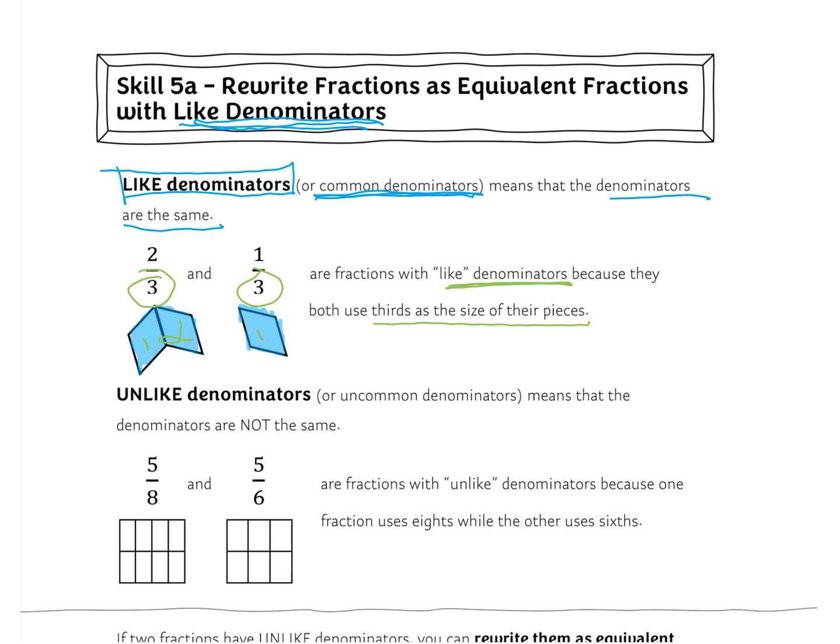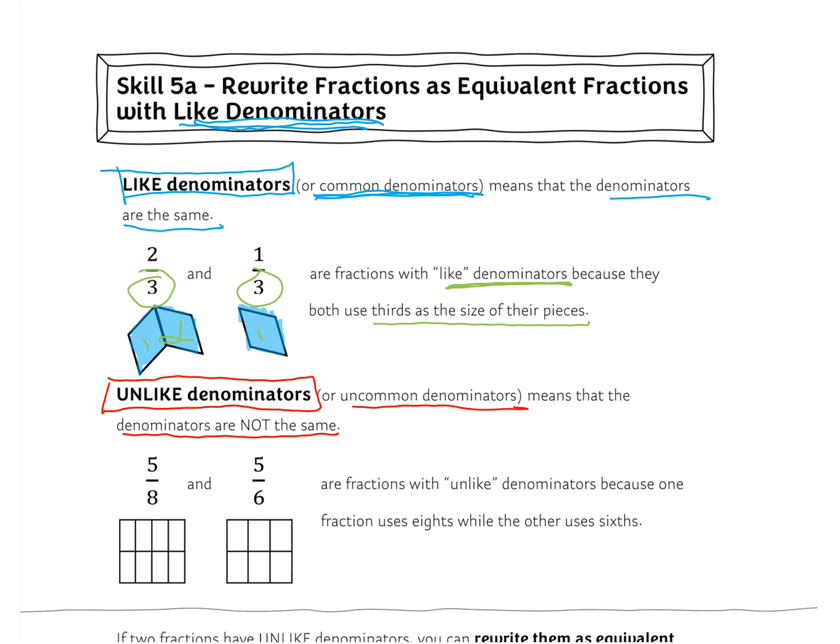The opposite of like denominators is going to be right below it. It's unlike denominators. It's got that un in it, which means not. Sometimes these are also called uncommon denominators, so not common denominators. That means that the denominators are not the same. So looking below, we have these examples where we have 5/8 and 5/6. I'm going to go ahead and color those in.